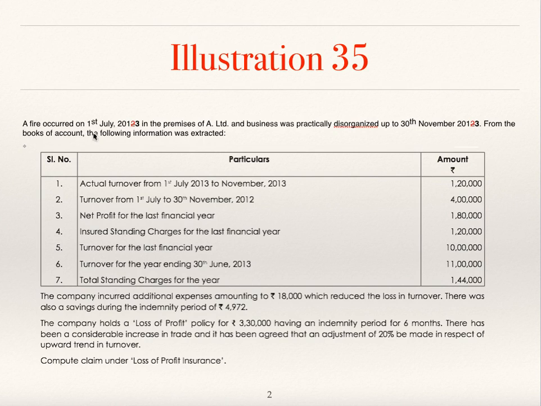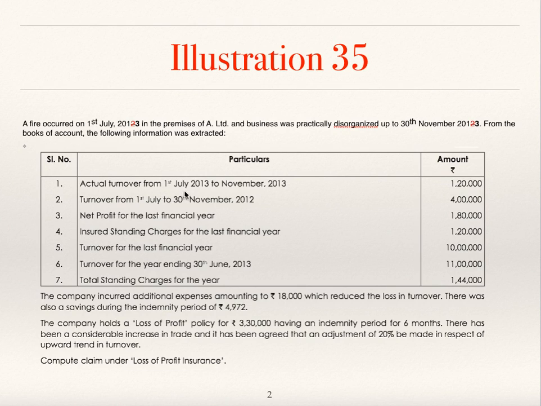A fire occurred on 1st July 2013. Actually it should be 2013, but in the book it is printed as 12. So make the correction. A fire occurred on 1st July 2013 in the premises of A Limited, and business was practically disorganized up to 30th November 2013. Again cancel 12 and make it 2013. From the books of account, the following information was extracted.